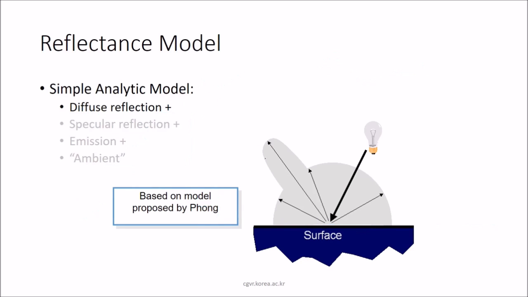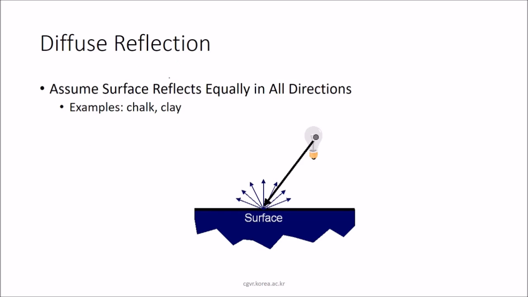Now, diffuse reflection. First, we'll talk about diffuse reflection. We assume the surface reflects equally in all directions. Diffuse reflection means that the surface reflects equally in all directions. For example, chalk and clay are examples of objects which give you diffuse reflection.